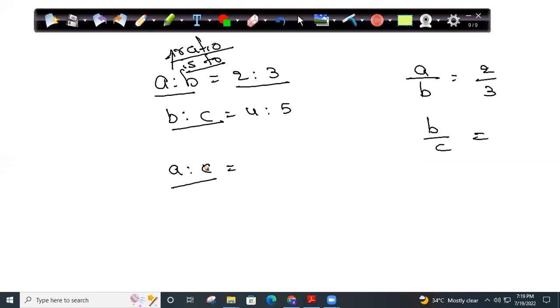So I'm asking you a simple question on the board. I gave you A is to B is 2 is to 3. I also gave you B is to C is 4 is to 5. Then what is the value of A is to C?